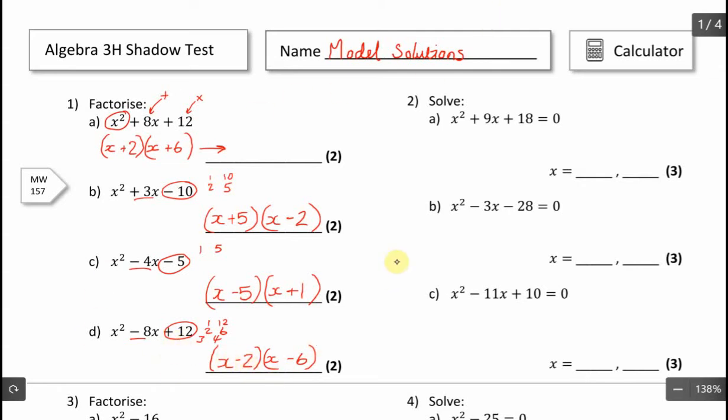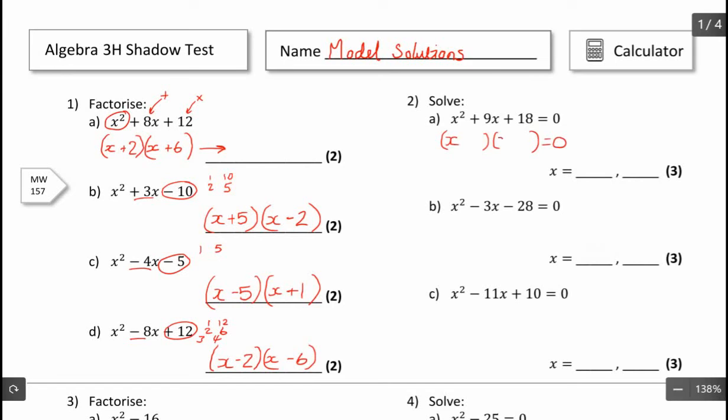Okay, question 2 is solving quadratics. You'll notice it's the same Maths Watch clip number though, and that's because the easiest way to solve a quadratic is to factorise it first. So we're just going to factorise; this just contains one extra step to what we've just done.